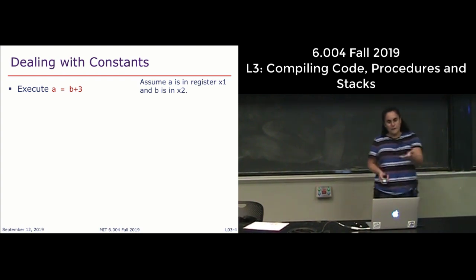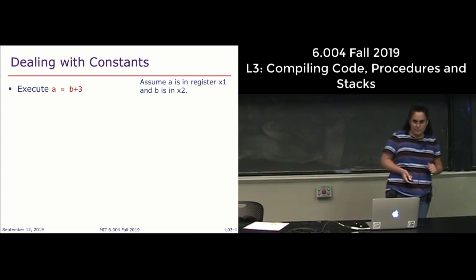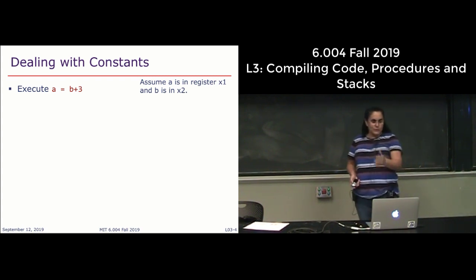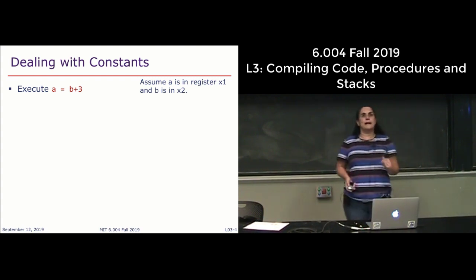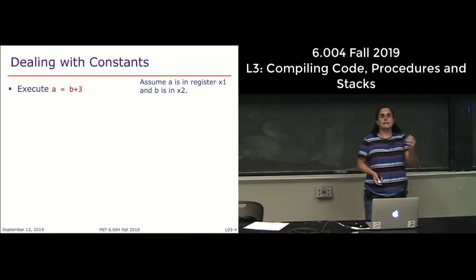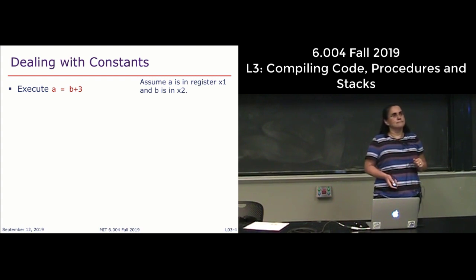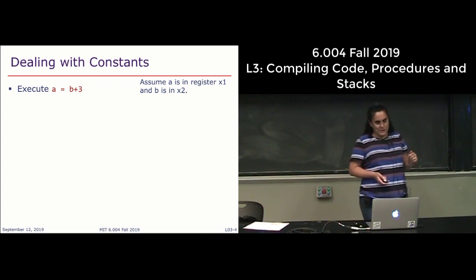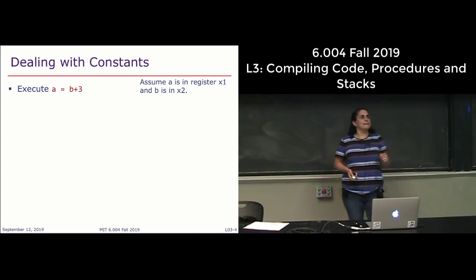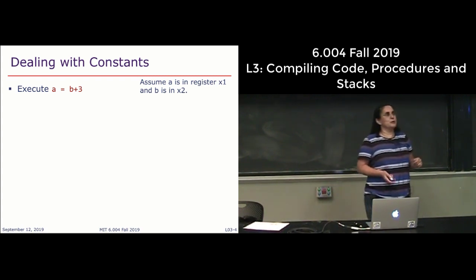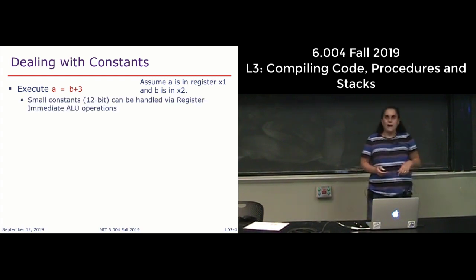Okay, so if I want to execute A is equal to B plus 3, and I'm telling you to assume that A is in register X1 and B is in register X2. What's the assembly instruction that will take care of that? Yell it out. Add I, yes, of what? What's my destination? X1, and what am I adding? X2 and 3, right? Okay, terrific.